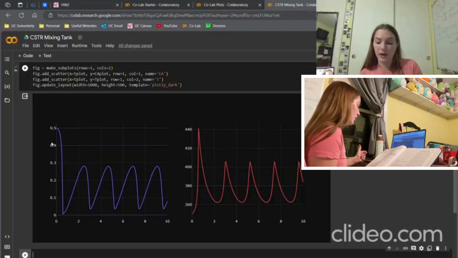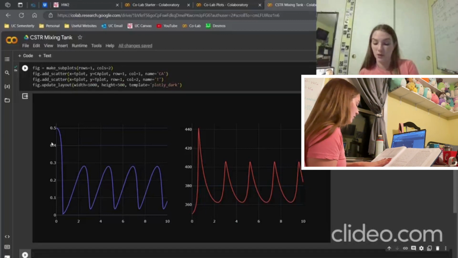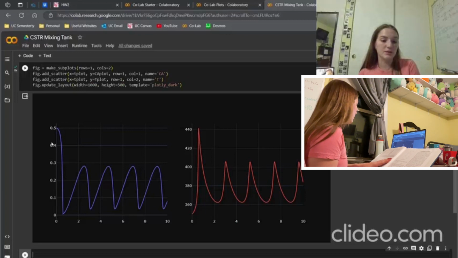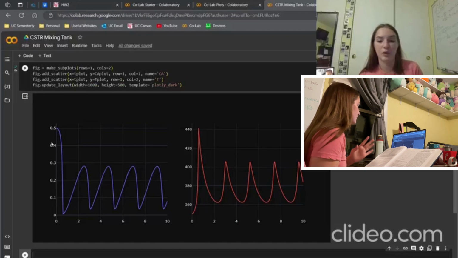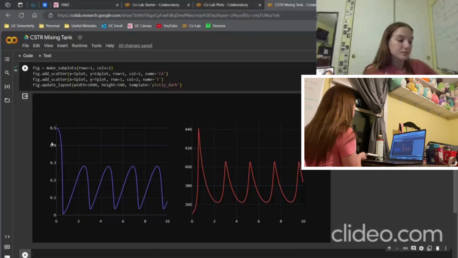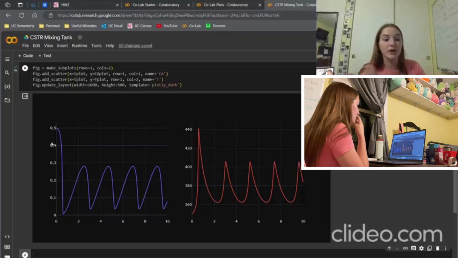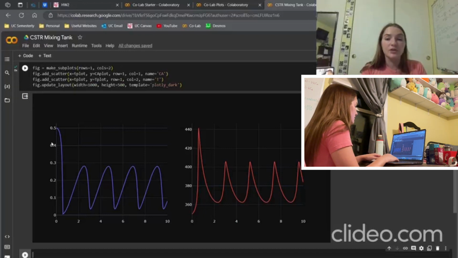So our code and our book for the concentration start at about 0.5, and they go all the way down to 0, and then oscillate between 0.3 and about 0.03. And then for our temperature, they both start at about 350 degrees Kelvin. They go up to around 440, and then they oscillate between about 410 to about 360. So our code was successful for showing these temperature dependent and concentration dependent graphs.